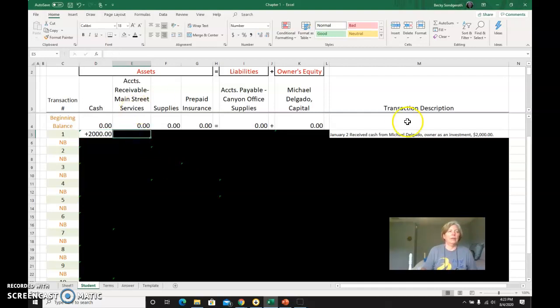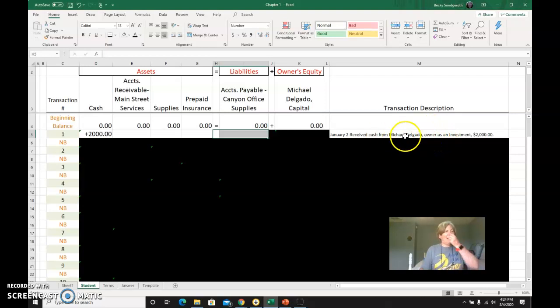On account. If I don't see the words on account, accounts receivable is not affected, so I leave it blank. Anything happen to supplies? Don't see the word supply anywhere. Leave it blank. Anything happen to insurance? Don't see insurance anywhere. Leave it blank. Am I going to owe someone on account? No. Leave it blank.